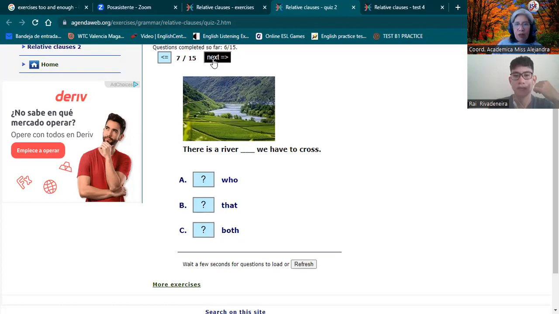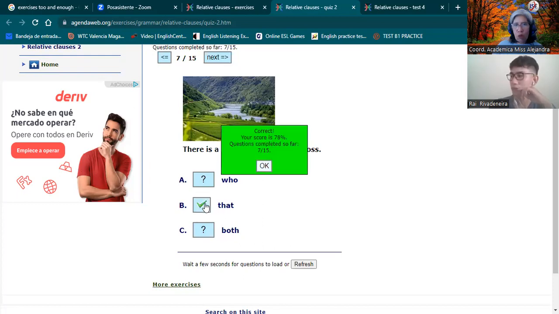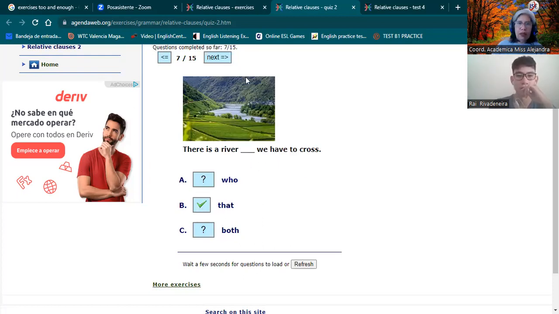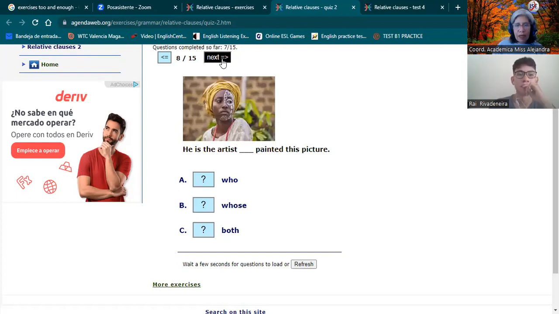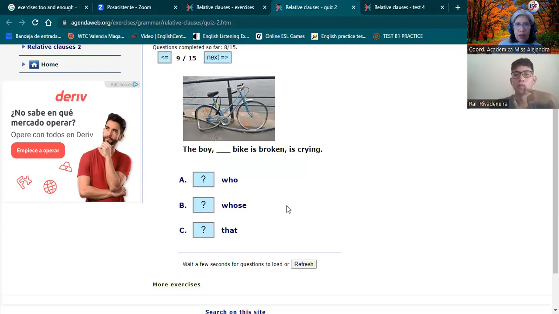There is a river that we have to cross. That we have to cross. He's the artist who painted this picture. The boy whose bike is broken is crying. The bike belongs to him. Whose.